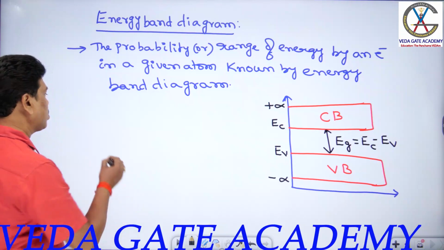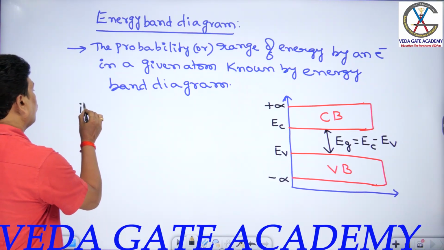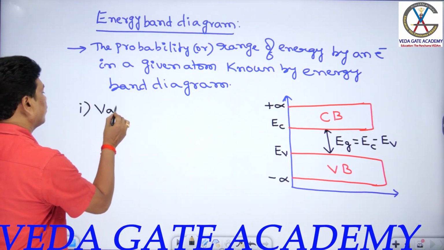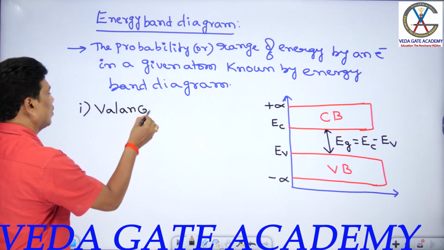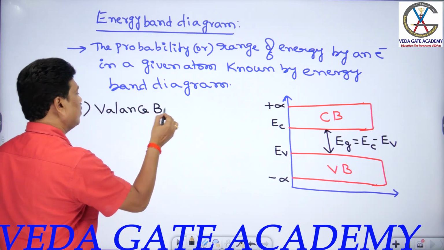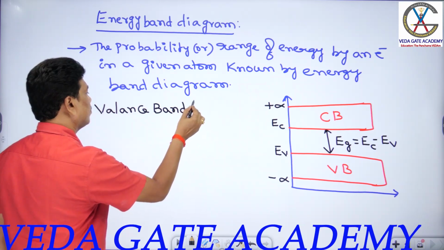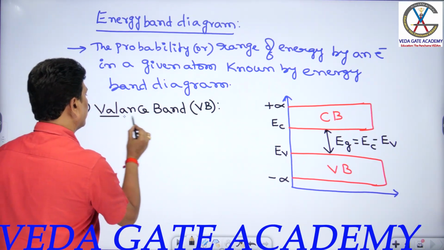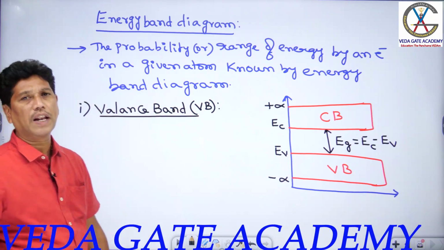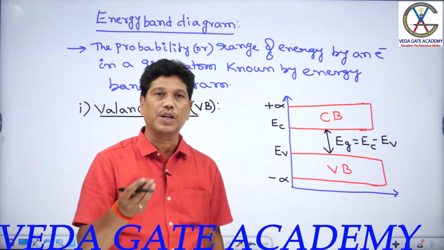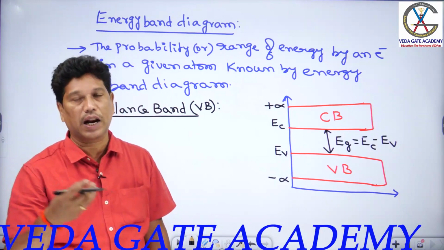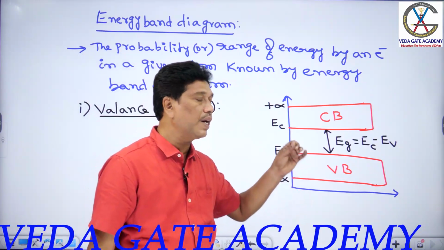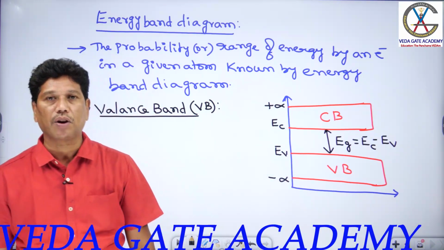Let us see this one now. First, the valence band. What is the valence band? It is the range of energy considered by valence electrons.